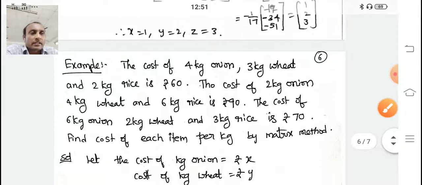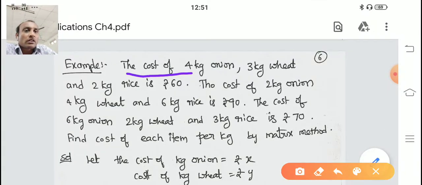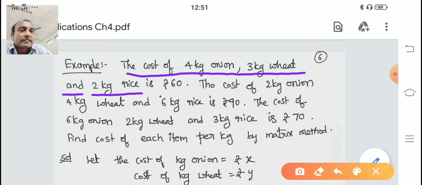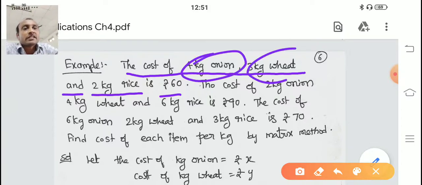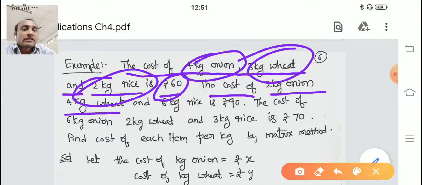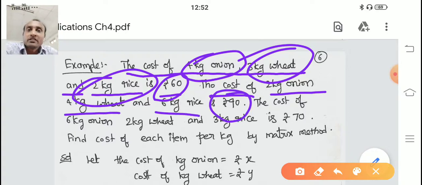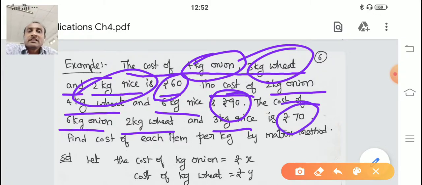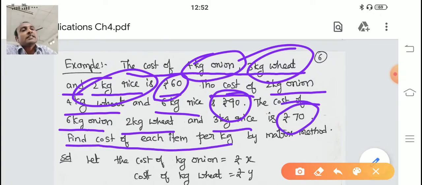One example for the application problem. The cost of 4 kg onion, 3 kg wheat and 2 kg rice is 60 rupees. That means a person went to buy 4 kg onion, 3 kg wheat, 2 kg rice, and paid 60 rupees. Another person bought 2 kg onion, 4 kg wheat and 6 kg rice for 90 rupees, because these people are going to one shop. A third person buys 6 kg onion, 2 kg wheat, 3 kg rice for 70 rupees. Find the cost of each item per kg by the matrix method.